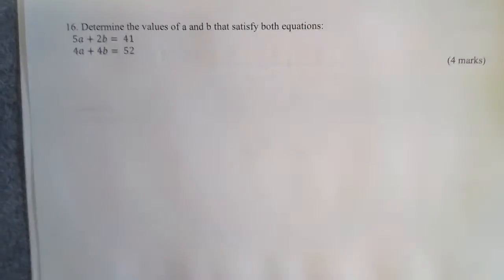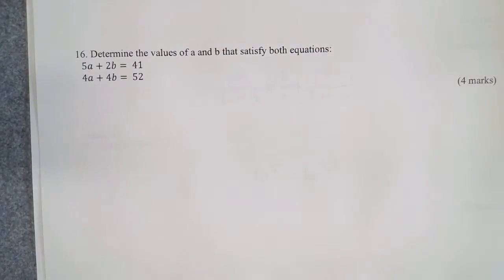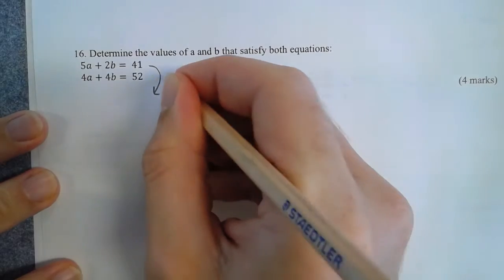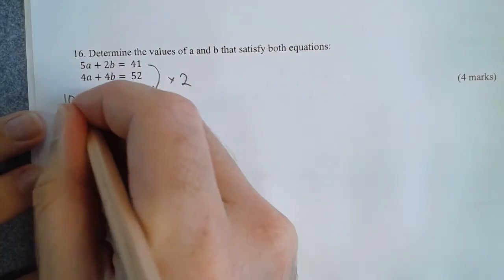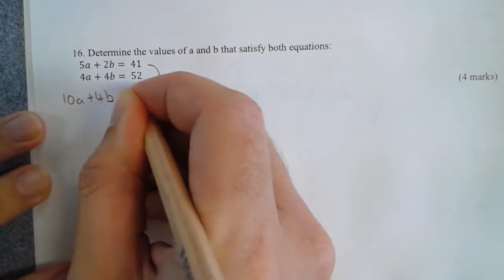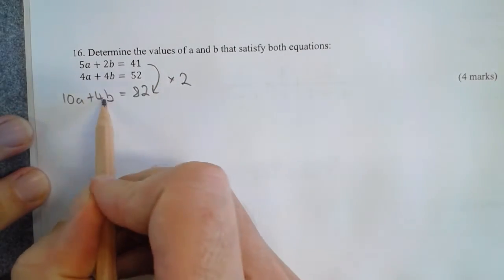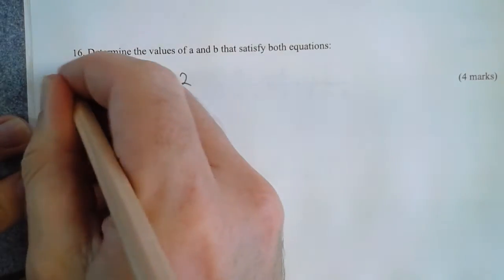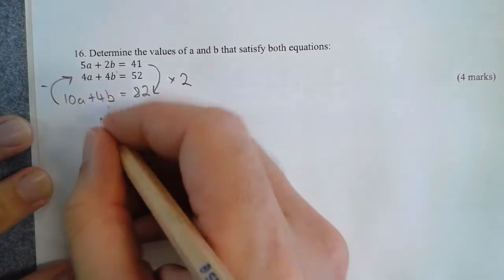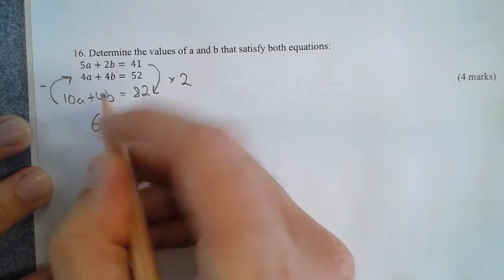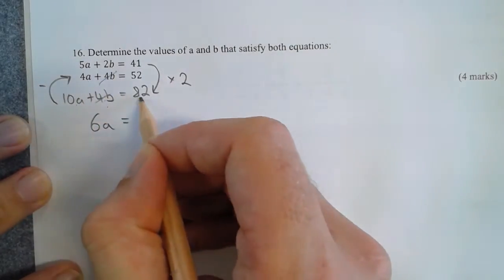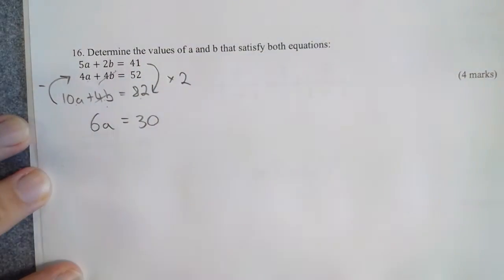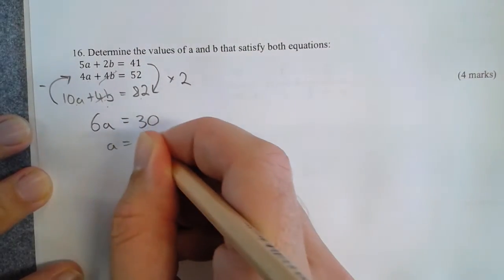Question 16. Determining values of a and b, so it's simultaneous equations, so we either want the a's to have the same coefficient or the b's, so we're going to times the top equation by 2 to get 10a plus 4b equals 82, because now you can see that the b's have the same number. If we then subtract, 10a take away 4a is 6a, 4b take away 4b cancels, 82 take away 52 is 30.